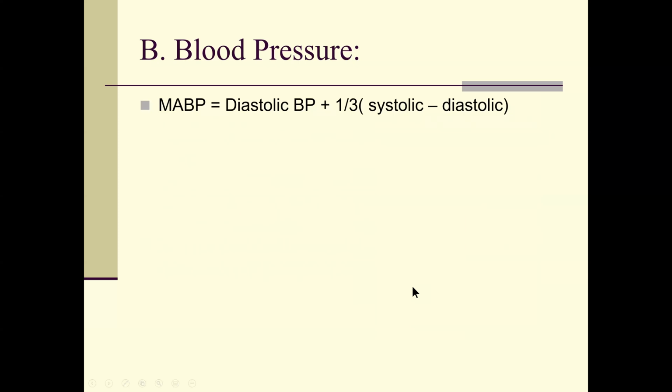And here's an equation. You add your diastolic blood pressure plus 1/3 of your systolic minus your diastolic. So if your diastolic blood pressure is 80 and your systolic is 120, 120 minus 80 gives you 40. And 1/3 of 40 is 13. So 13 plus 80 is 93. And I did that in my head, okay?